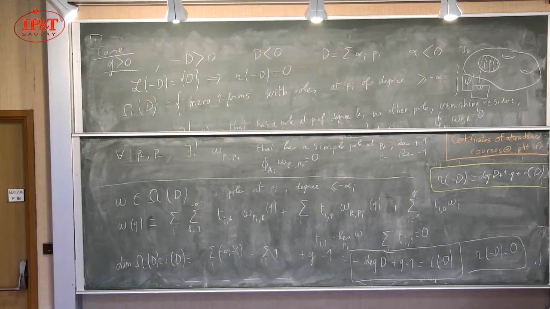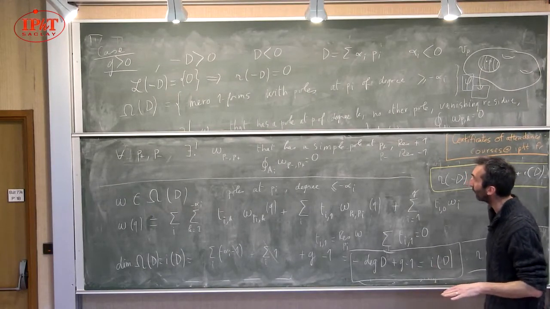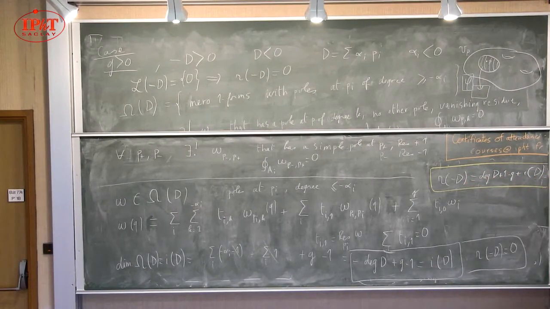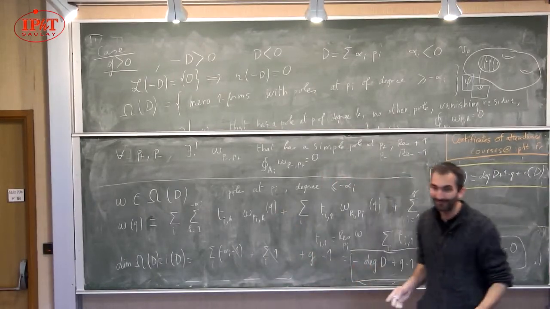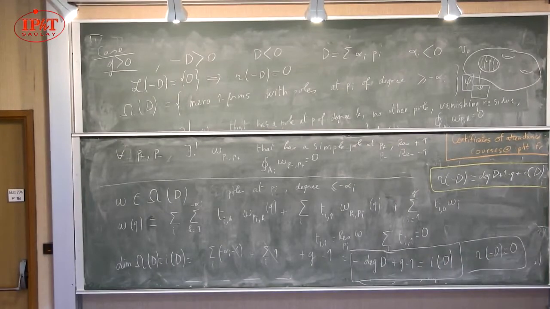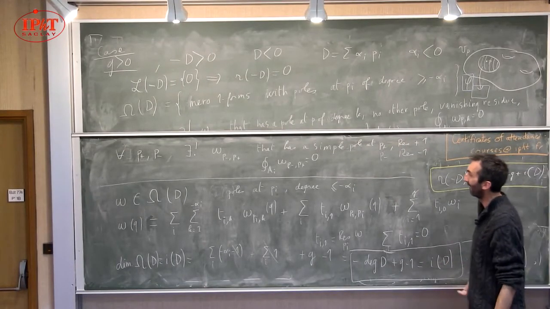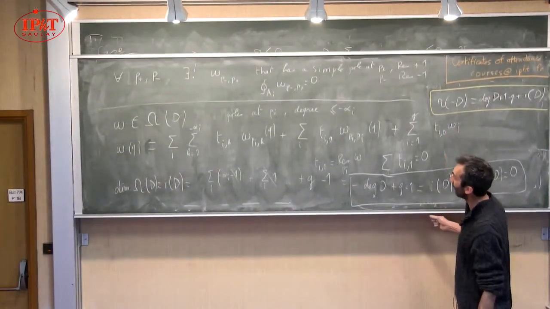So you see that when the degree of D is strictly positive or strictly negative, it's quite easy because one of the two spaces is trivial. The cases that are problematic are the cases in between. And I'm sorry, I was very confused in my presentation. This will be done in the notes.